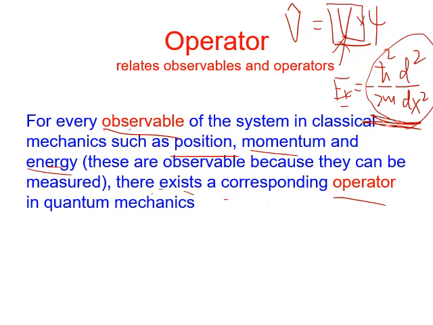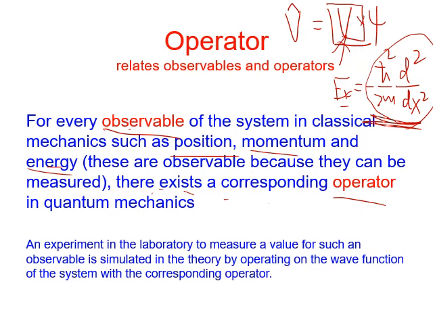What this means is that in the laboratory, we measure these observables, position and momentum, but in quantum mechanics, we are not going to measure them. We are going to calculate them. In order to calculate these observables, we need a mathematical equation, and the observable operators are used to formulate an equation, and then we can calculate these observables.